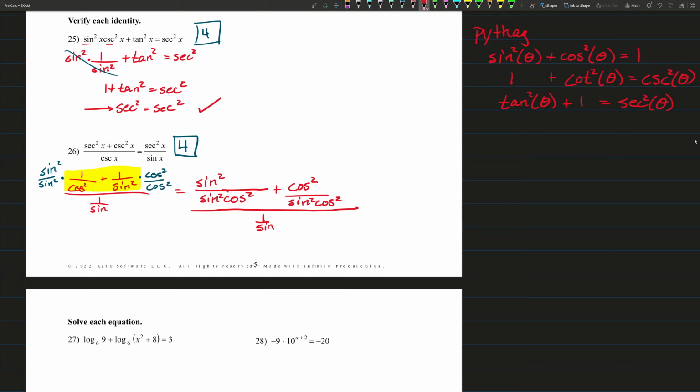So we can add these two fractions because they have a common denominator. So this is sine squared plus cosine squared over sine squared cosine squared, all over 1 over sine. Sine squared plus cosine squared, that's an identity. So then this is 1 over sine squared cosine squared divided by 1 over sine.